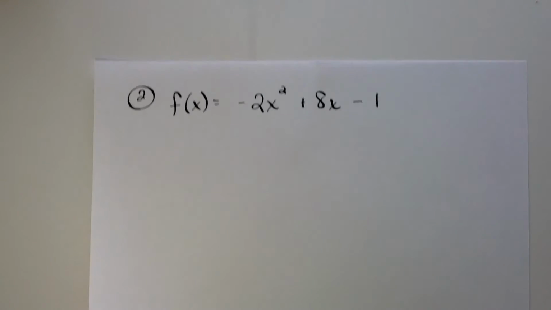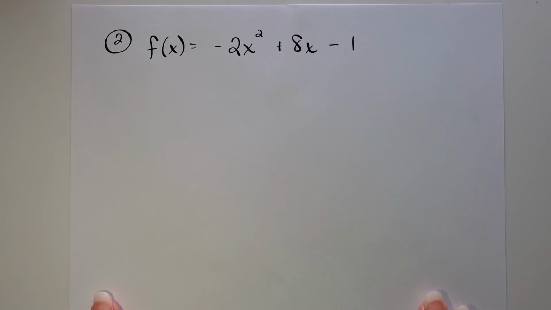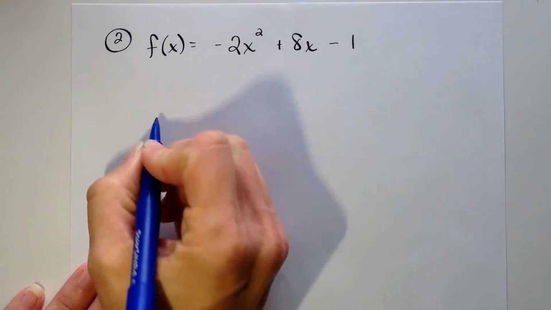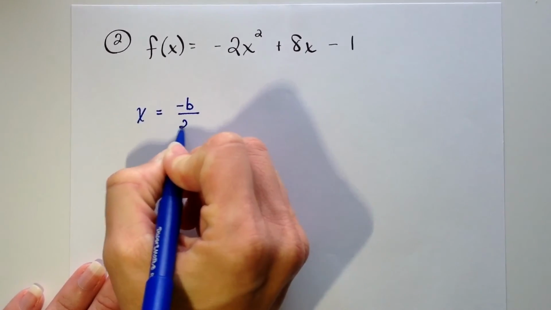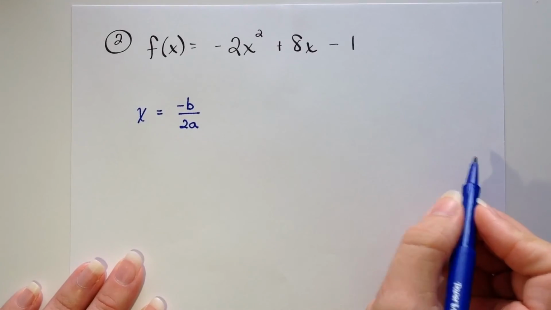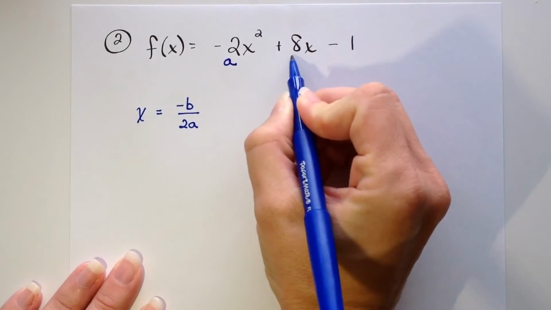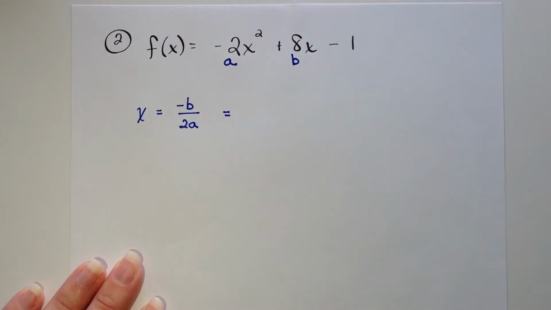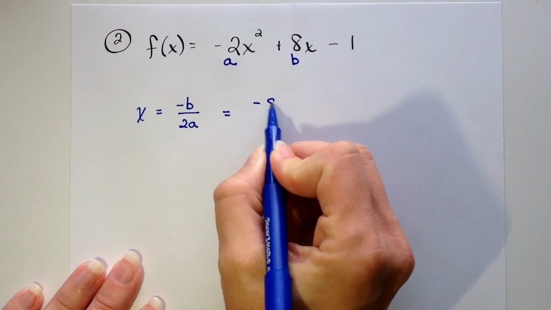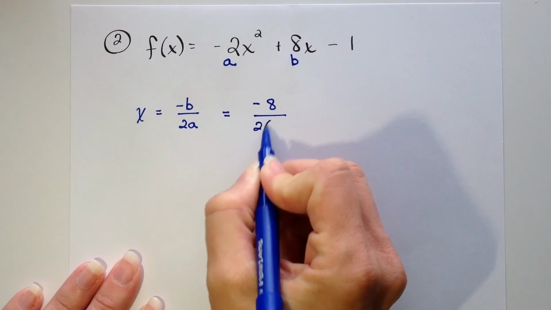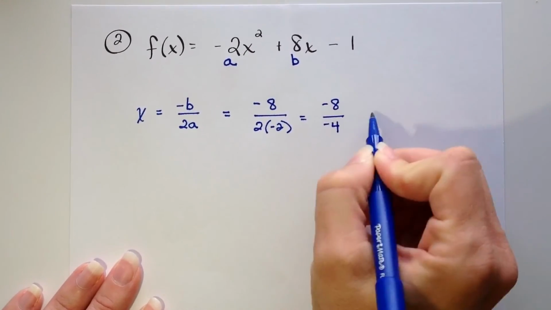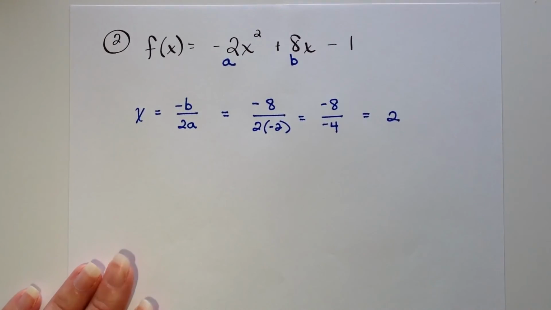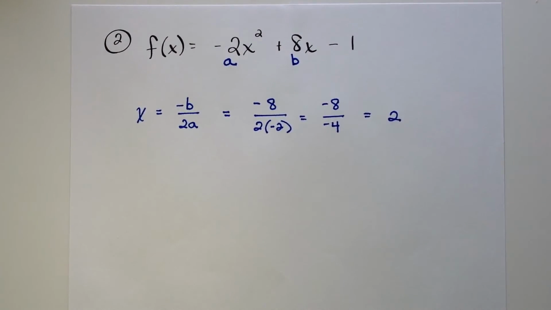Alright, now looking at the other form that we looked at first, this is where we have to use the formula. Okay, so your formula was x equals negative b divided by 2a. So for this particular problem, this is your a and this is your b. So substituting those values in, I would have negative 8 divided by 2 times negative 2. Of course, that's negative 8 divided by negative 4, which reduces to be positive 2. So that gives you your x coordinate.